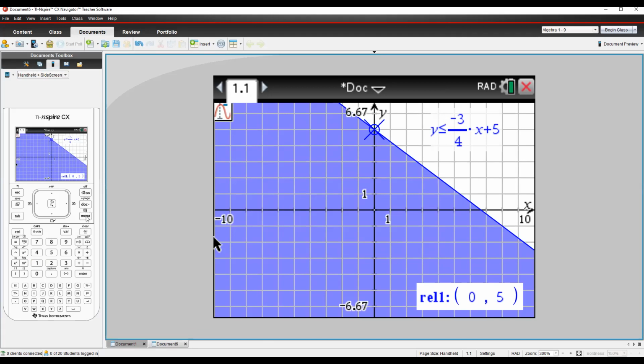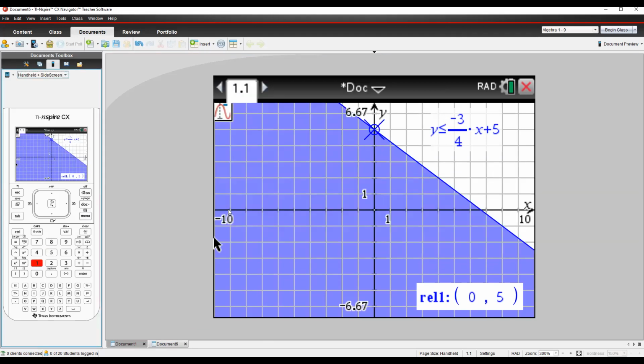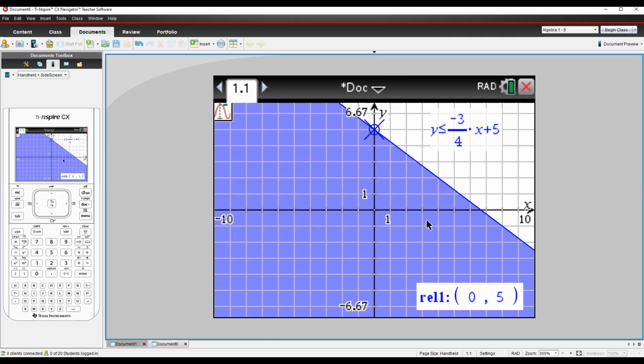Let me try that again. Menu 5, 1, and then I'm going to type in 4. Okay, and then it takes me to this point. It tells me that that point is 4, 2. So now that I have those two points, I am going to graph them. So it was 0, 5 and 4, 2.